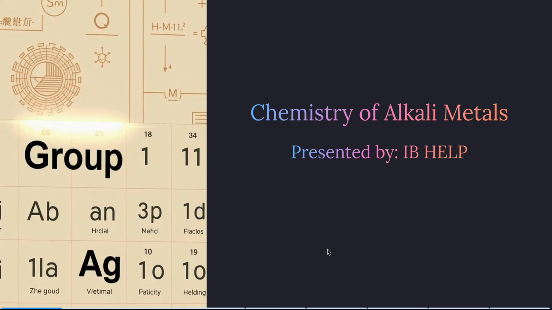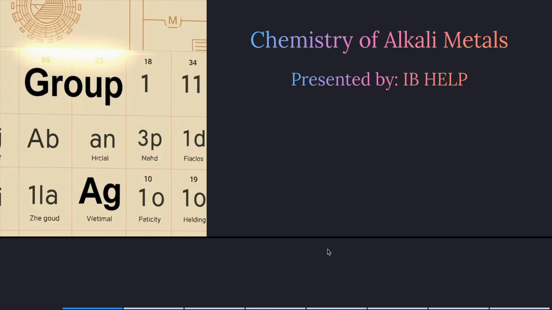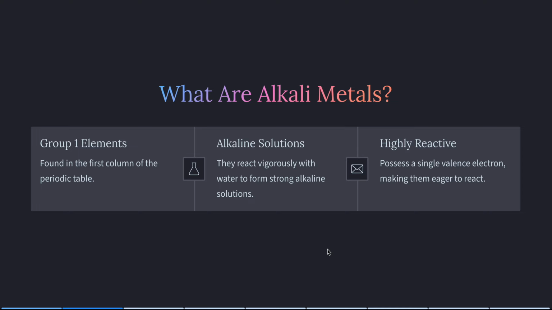Today we're going to be talking about topic 3, I think 13, of the IB chemistry syllabus. In this we're going to be talking about the group 1 metals, or the chemistry of alkali metals, presented by yours truly. Let's start off with what are alkali metals.